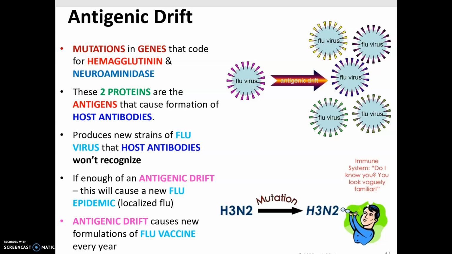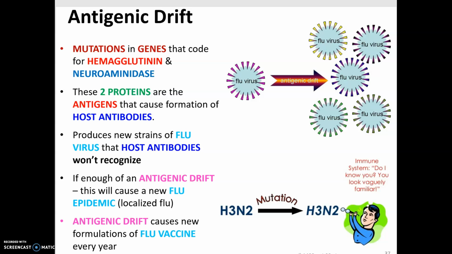Okay, antigenic drift. When we're talking about antigenic drift, what we talk about are tiny mutations in the genes that code for the hemagglutinin and the neuraminidase, so the receptors that we see on the outside of the virus. Now, if you look at the picture here, we start off with a flu virus, and it goes through an antigenic shift. And if we look at the difference between the spikes on the outside of the new virus and the old one, we see that they're slightly different.